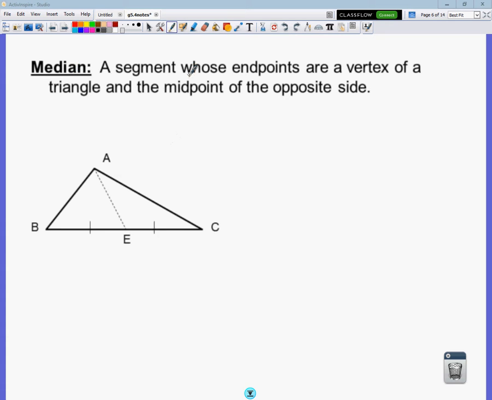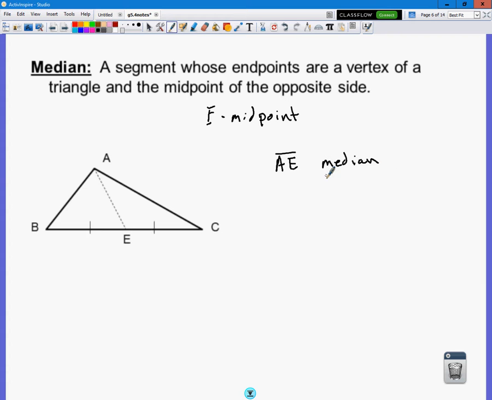A median is a segment whose endpoints are a vertex of the triangle and the midpoint of the opposite side. A is a vertex, E is a midpoint. I can see it's a midpoint because it's got this side cut into two equal parts. So segment AE, pick up one of each, is a median.